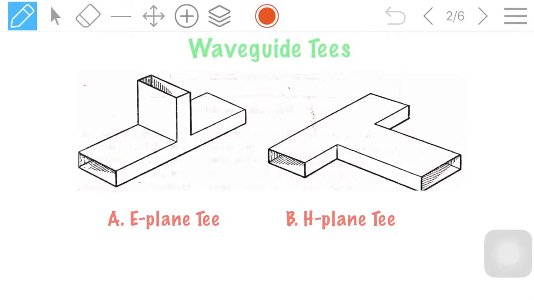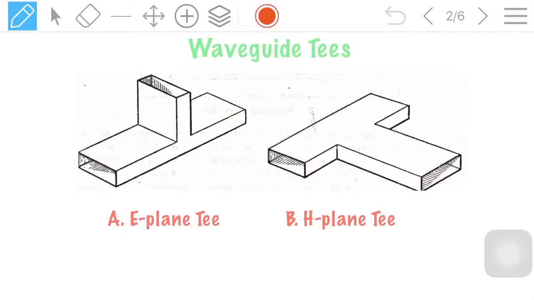Now let us know what is a T junction. A waveguide junction with 3 or 4 independent ports is called a T junction. Today let us discuss E-plane T and H-plane T. A T is formed by connecting two or more microwave devices.